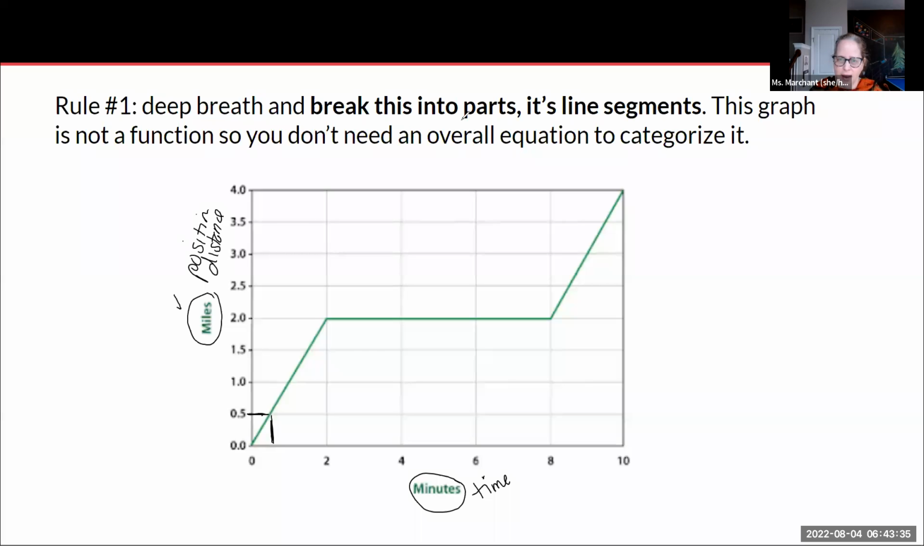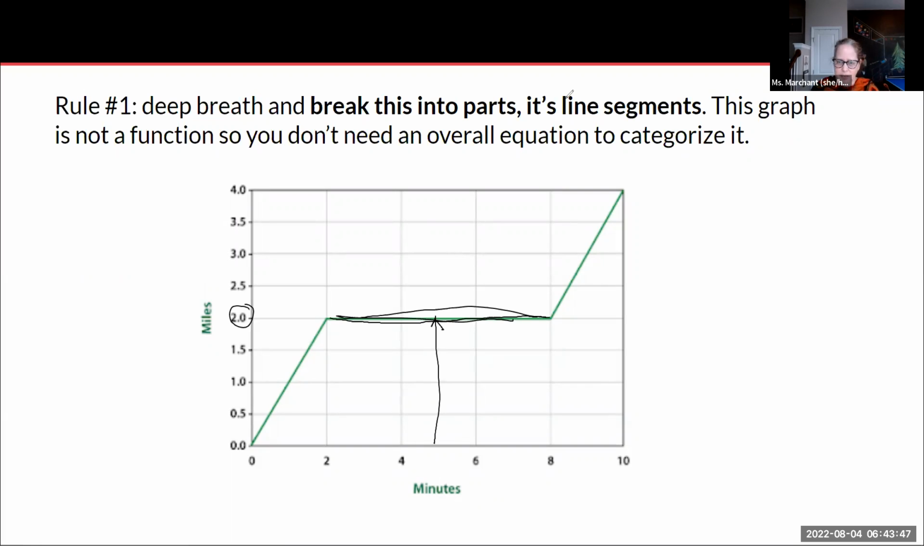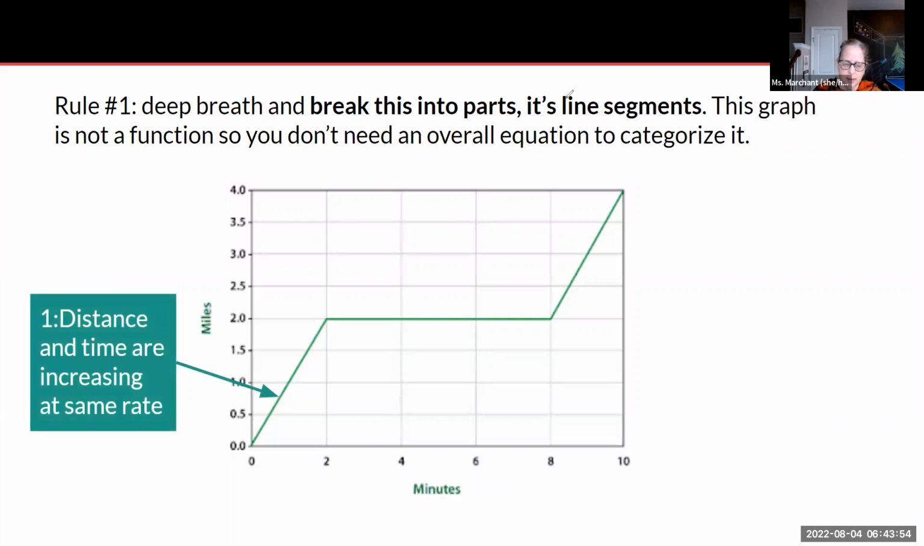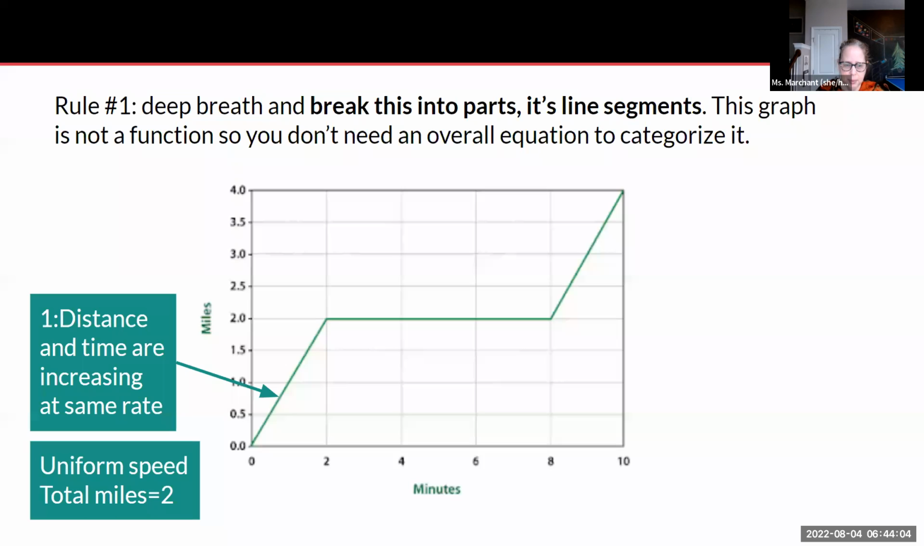They could ask you what's happening at minute 5. At minute 5 right here, we've gone 2 miles, but are we moving right now? Nope, we're not moving right now because we have that flat line segment. So break down each part. What is line segment 1 telling us? The distance and the time are increasing, and they're increasing at the same rate because it's a straight line. It's just not straight horizontal or straight vertical. So we have uniform speed, and it goes from 0 miles to 2 miles, so a total of 2 miles.